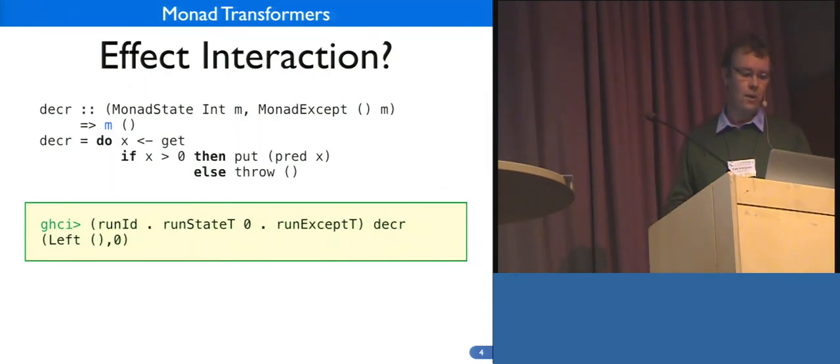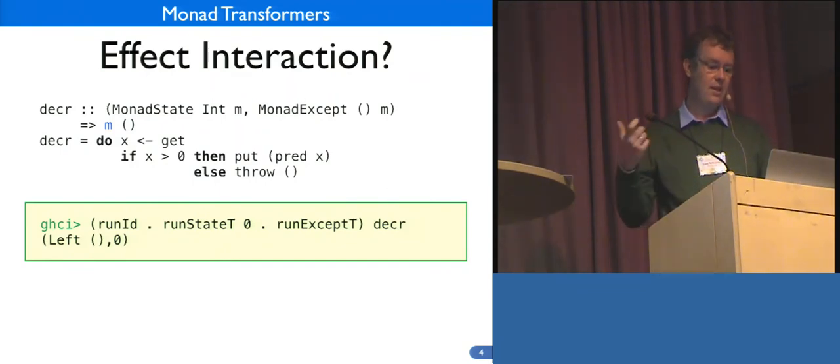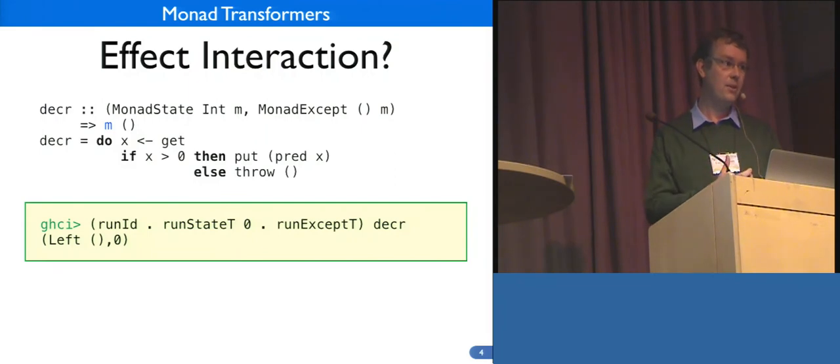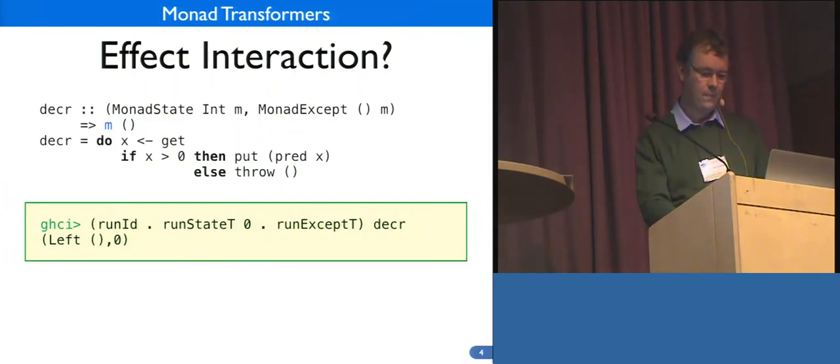In this case, we get a tuple of left unit and 0. And the left unit indicates here that an exception has occurred and the program has been aborted. And the 0 tells us that at the point where the exception happens, we had the state of 0.